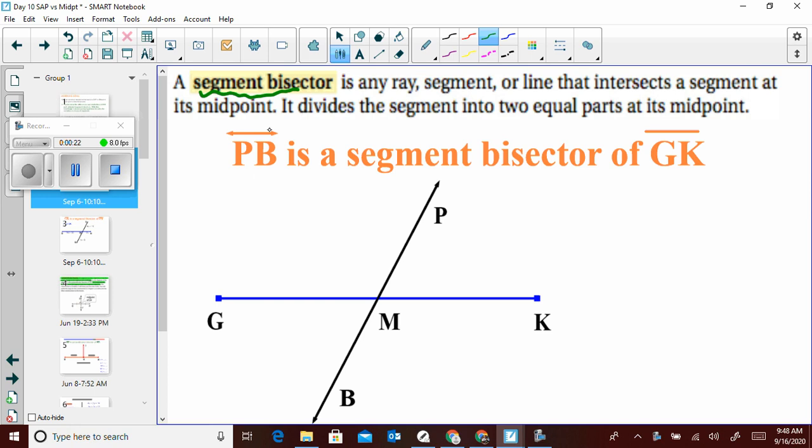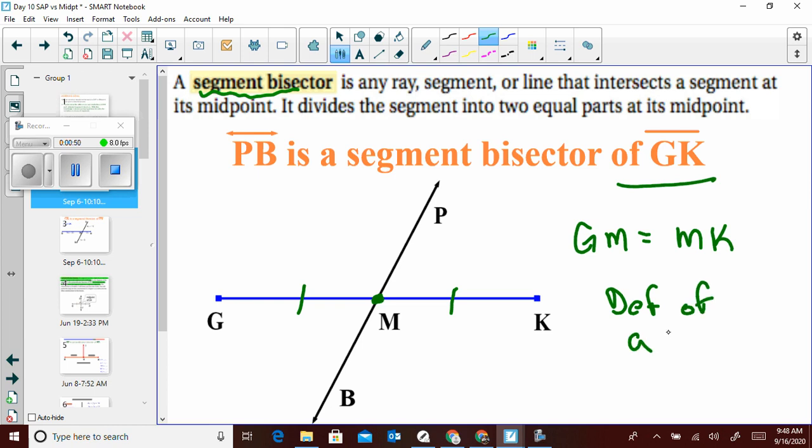This says line PB is a segment bisector of GK. Of GK. So GK is getting split up. So that means M is the midpoint of GK. GM equals MK. Okay? GM equals MK. Definition of a bisector.